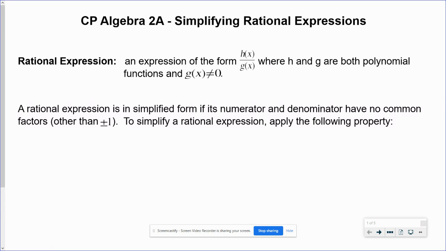But before we're able to do that, we need to make sure that we're able to simplify those types of expressions. So as a review, a rational expression is an expression of the form h of x over g of x, where h and g are both polynomial functions, and g of x cannot equal 0. A rational expression is in simplified form if its numerator and denominator have no common factors other than plus or minus 1. To simplify a rational expression, we're going to apply the following property.